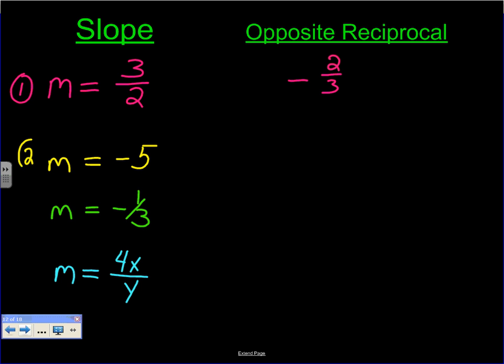Let's look here at number 2. Since m is equal to -5, well, we know -5 is -5/1, so that's going to help us out. The opposite sign of negative is going to be a positive, and 5/1, the reciprocal of that is 1/5. Now, we don't typically leave that positive sign there, so we're just going to say 1/5. 1/5 is the opposite reciprocal slope of -5.